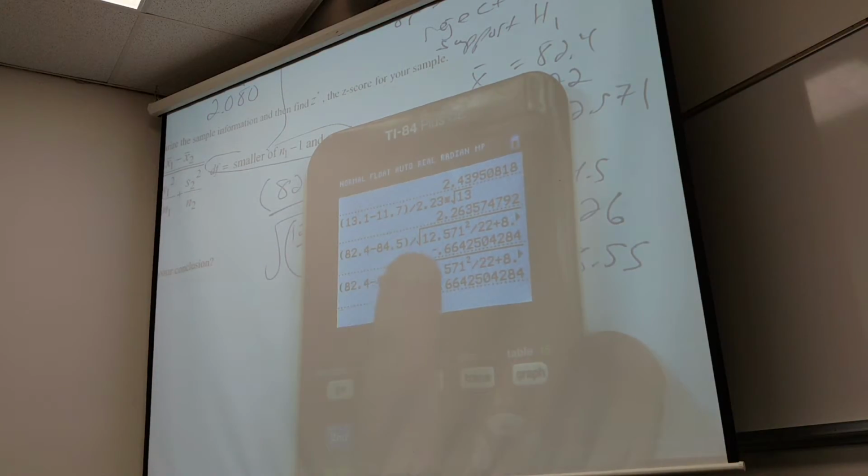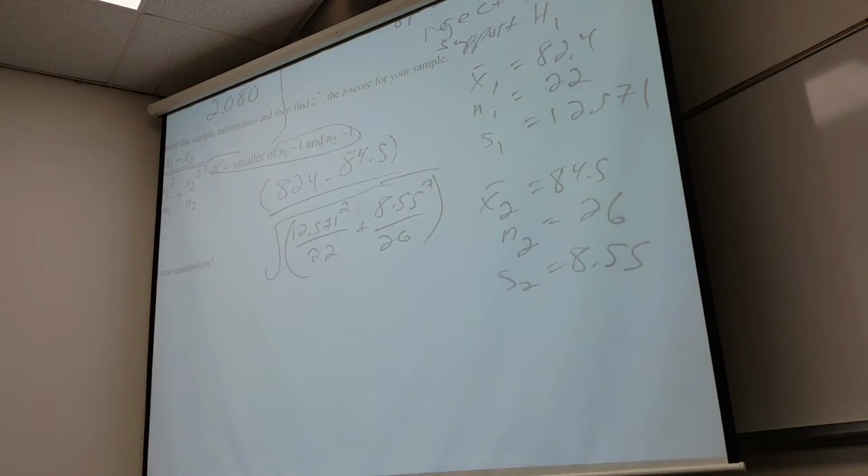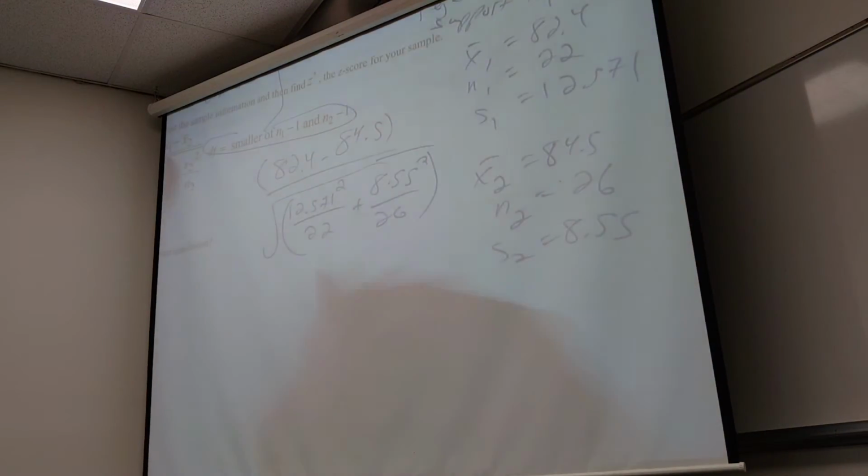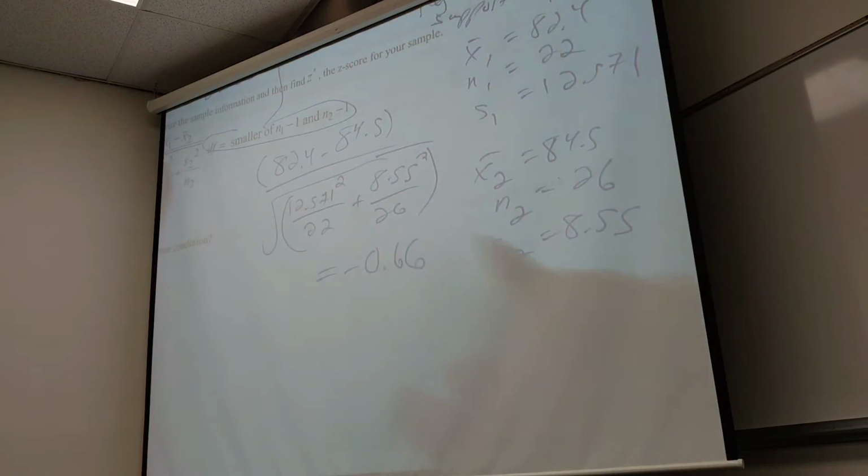I put the top in parentheses because the poor little calculator doesn't know what that big bar means. I've got to tell it what the top is. And then I made sure all the rest of this stuff was under the square root. If you didn't quite get that, you can see me after class. We've got to get that straightened out. Okay. So negative 0.66. Did we make it far enough away?